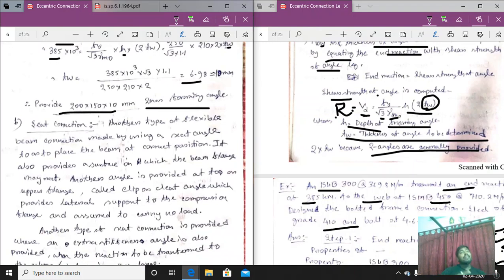So this is the design procedure and the design of the framed connection. Okay, so we have designed the framed connection. For the eccentric connection, we have designed a bolted framed connection.